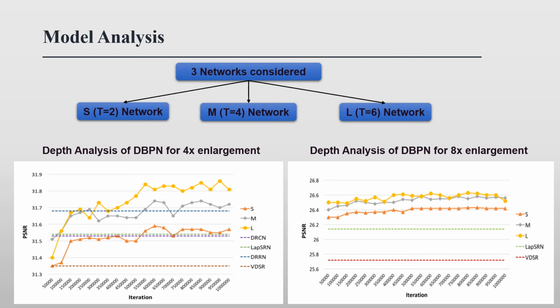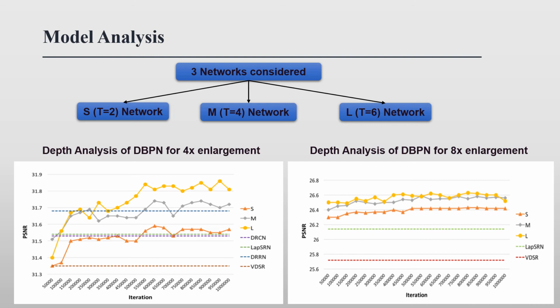Our large network, that is the deep back projection network of t equal to 6, that is 6 up projection units and 5 down projection units, is performing very well compared to all the existing methods of super resolution as the number of iterations increases, generating a peak signal to noise ratio of about 31.59 dB.